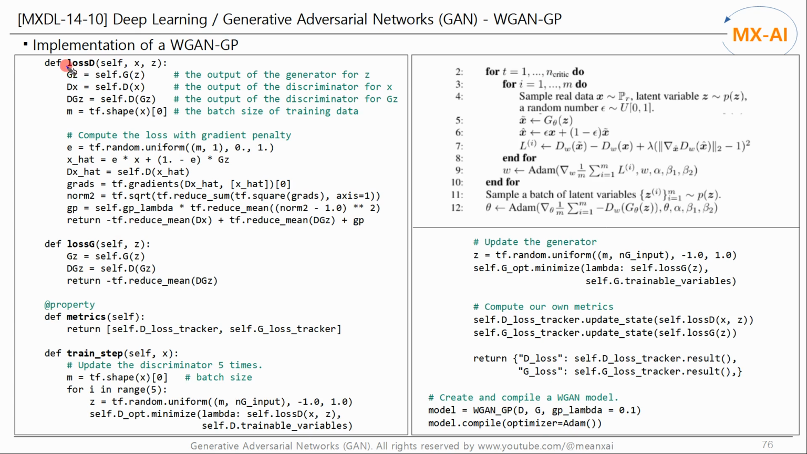Next, we write a function to compute the loss of the discriminator. The inputs X and Z are the real data and random noise, respectively. GZ is the output of the generator for Z. DX is the output of the discriminator for X. And DGZ is the output of the discriminator for GZ. M is the batch size of training data.